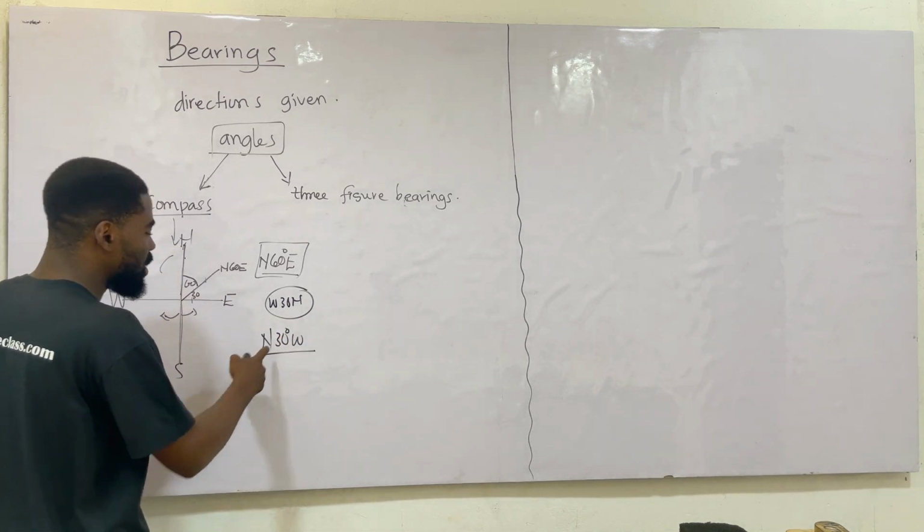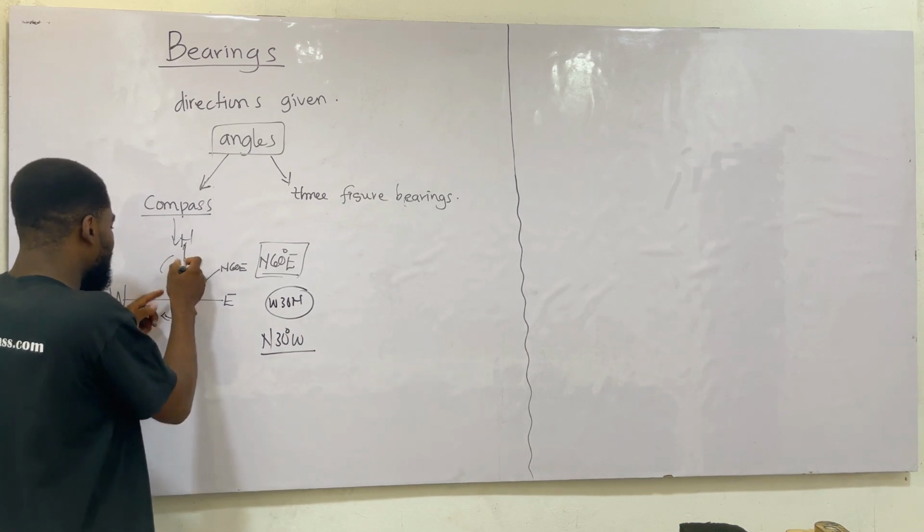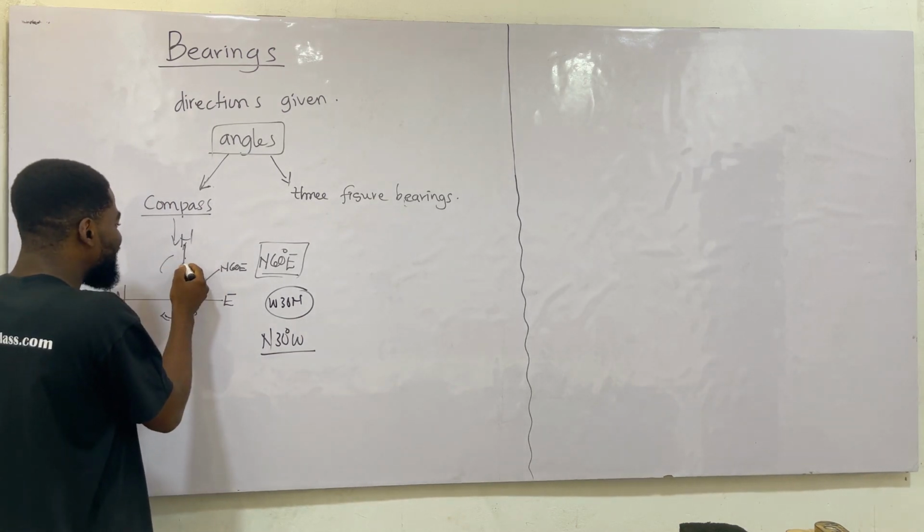If I'm going to north 30 degrees west, then this is my north. This is the west. So I'll go anti-clockwise. I'll measure 30.